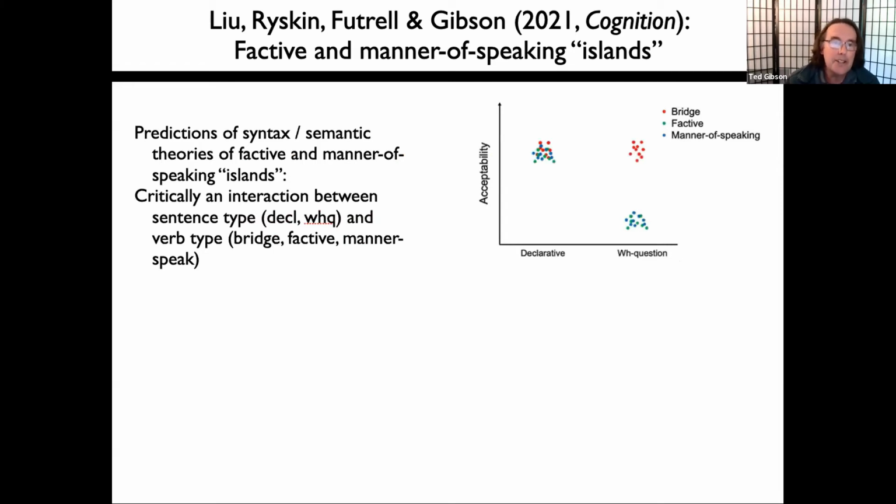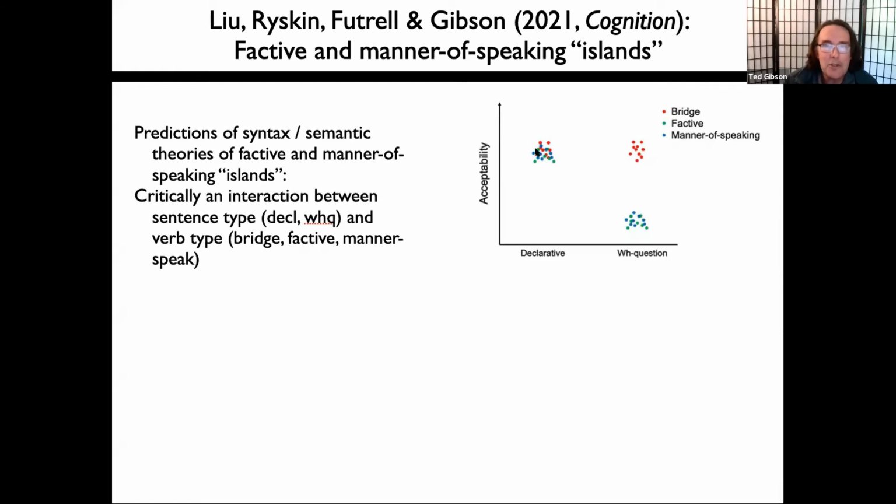So here are the predictions of the syntactic approach to these kinds of islands. There's also a semantic thing which is thrown in here, but I'll just ignore that for now. So this is the kind of a thing. In acceptability, where goodness is up and bad is down here, this is good, this is bad.